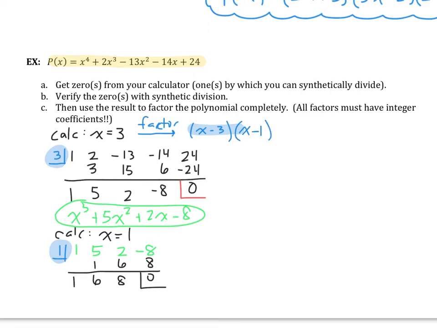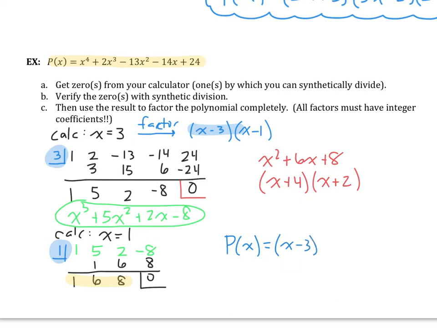But now we have this remaining polynomial, so we have to factor x squared plus 6x plus 8. This is easy for us. Hopefully we can factor this pretty quickly, and we get x plus 4 and x plus 2. So now, stating the polynomial in completely factored form, we have p of x equal to x minus 3, x minus 1, x plus 4, and x plus 2.